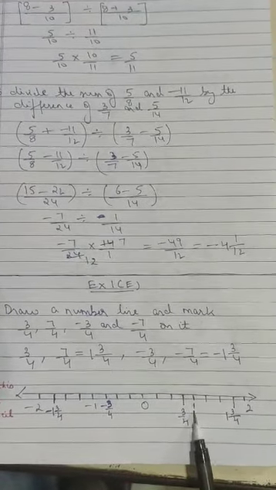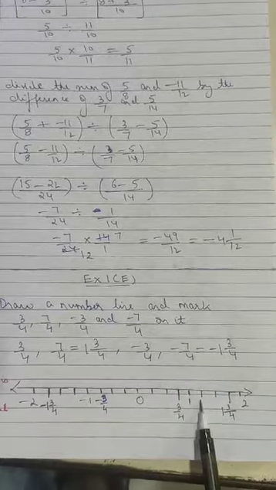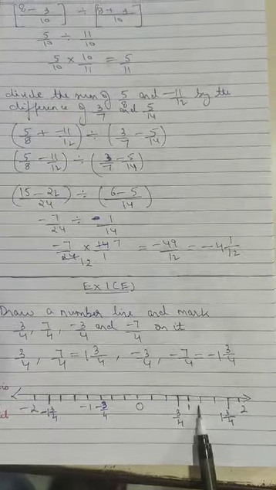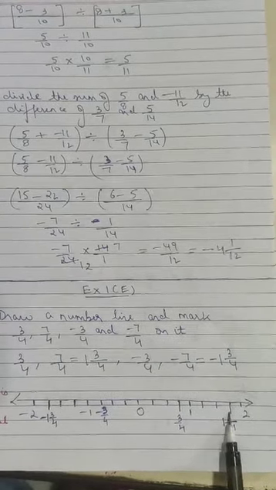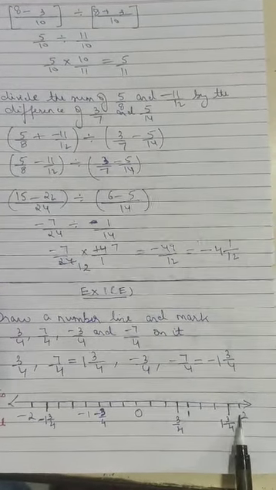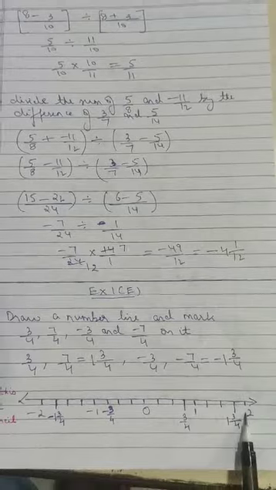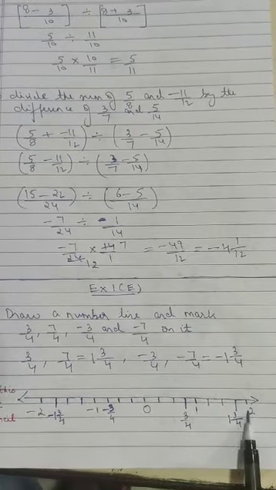Similarly, after 1, the first line which is given here is 1 whole 1 upon 4. Second line is 1 whole 2 upon 4. Third line is 1 whole 3 upon 4. And fourth line is 1 whole 4 upon 4, which is also equal to 2.